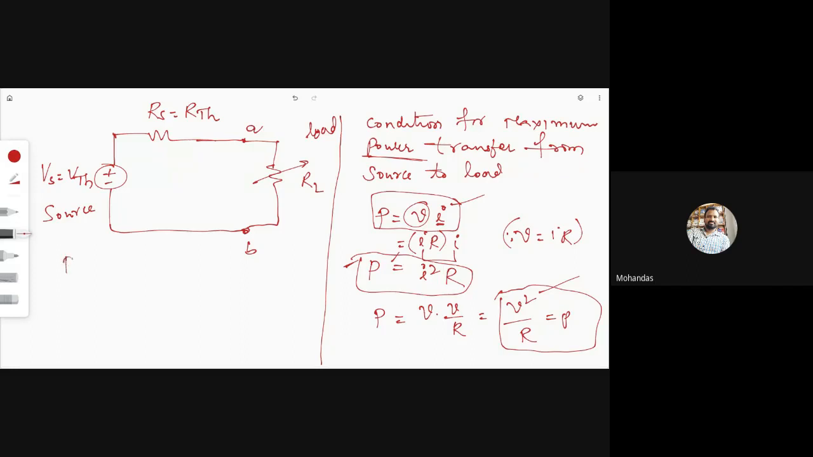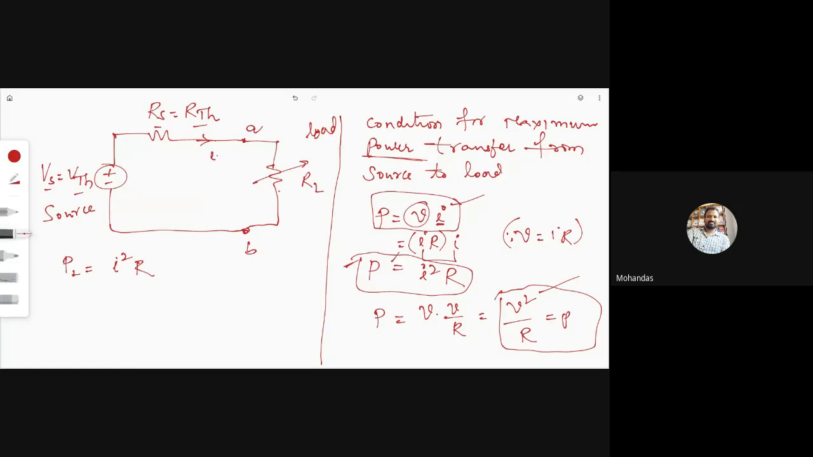That means load power is equal to I square into RL. Vs equal to V Thevenin, Rs equal to R Thevenin. This is the load.